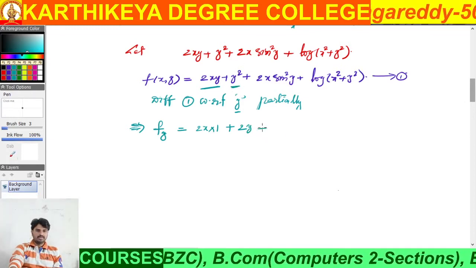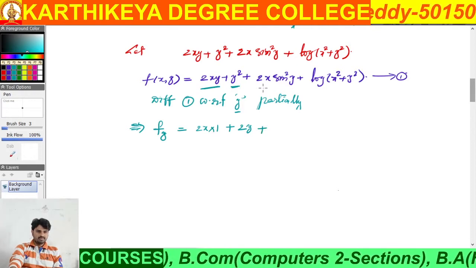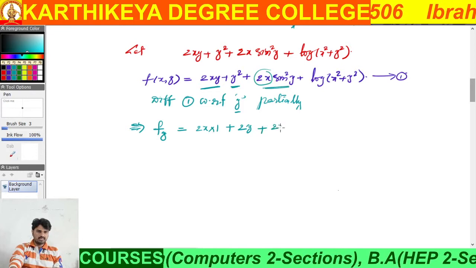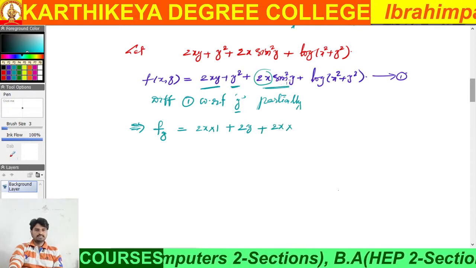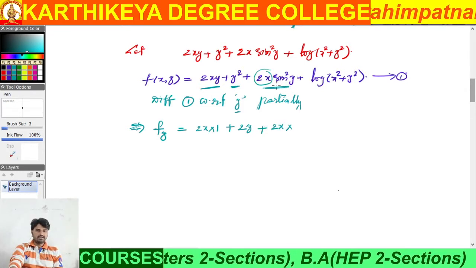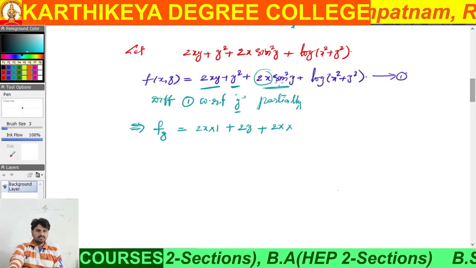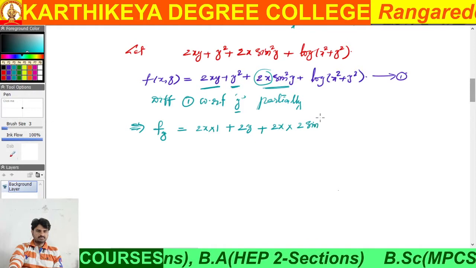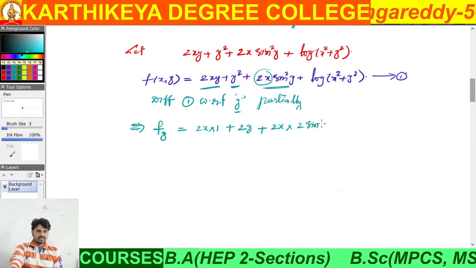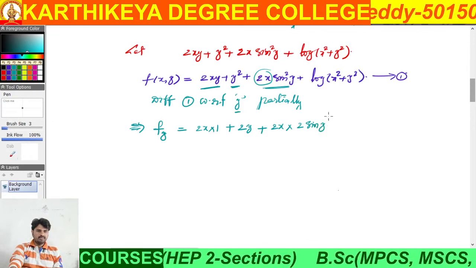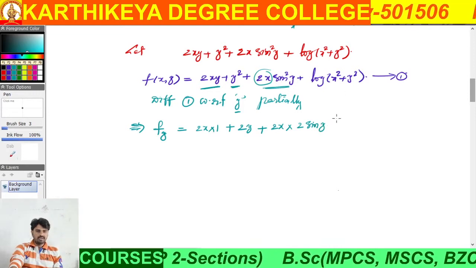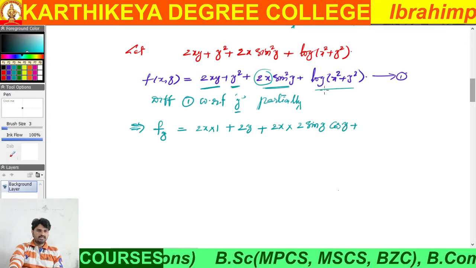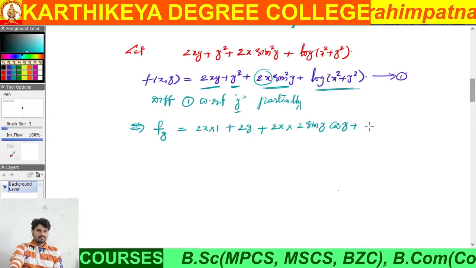Next, plus you are going to differentiate with respect to y here. Now the remaining variable, what is that? 2x, that can be treated as a constant, into sine square y. The derivative of sine square y will be in the form of x to the power of n, so n minus 1 means 1 into sine y. Again the derivative of sine y, sine y derivative means cos y. Plus next, the derivative of log of something with respect to y.